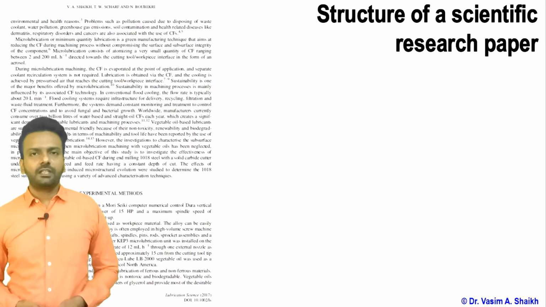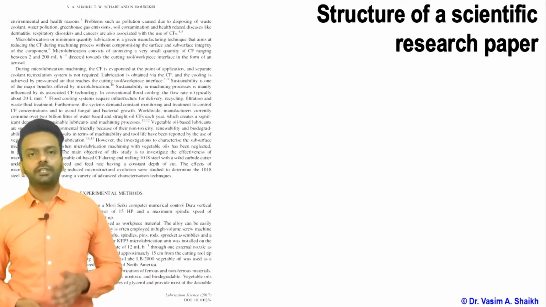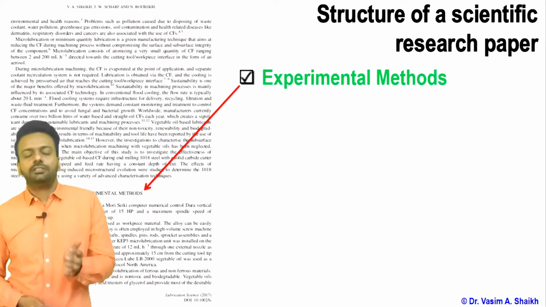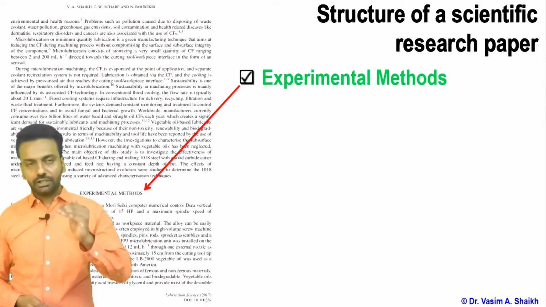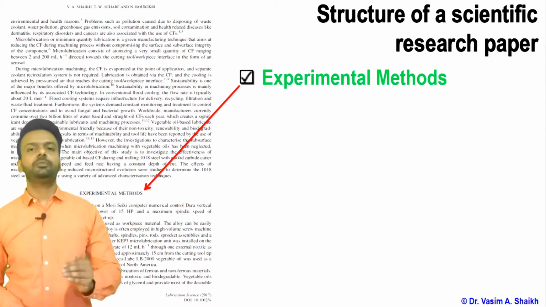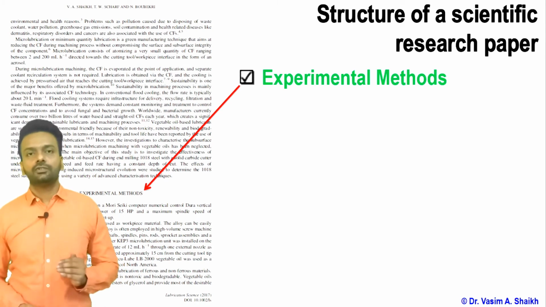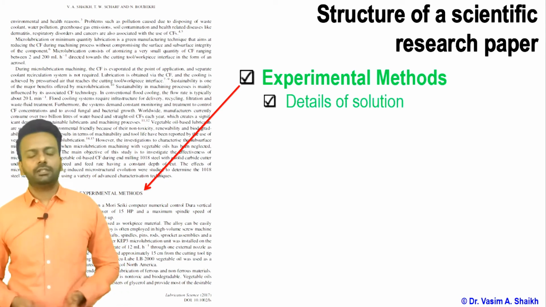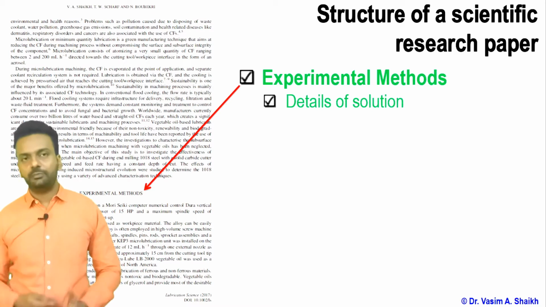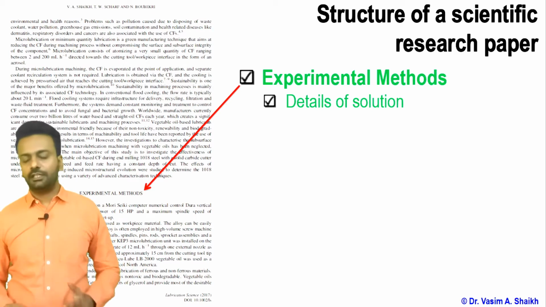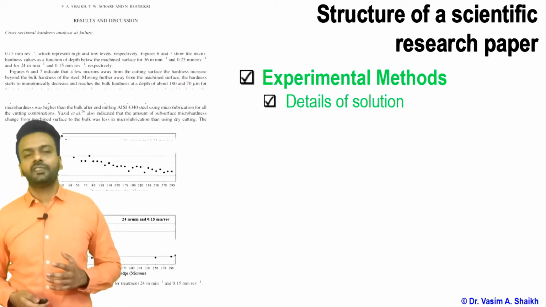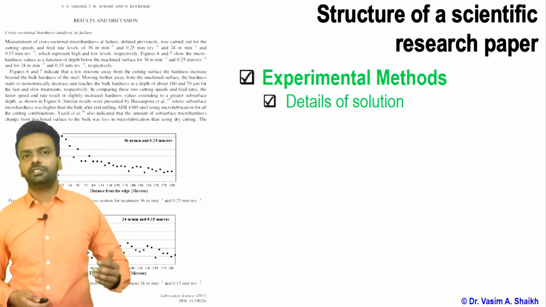Okay, let us move on further. Now, experimental method. So after the introduction, the next thing which appears in the paper is the experimental method. So basically it tells you the details of the solution, what the experiment was, what the parameters were, what the machines used were. All this detail you will get in the experimental method.